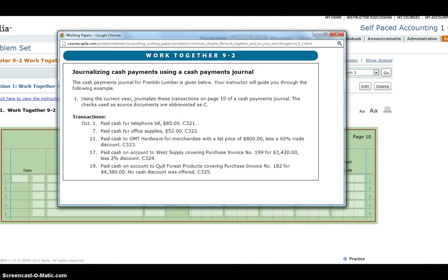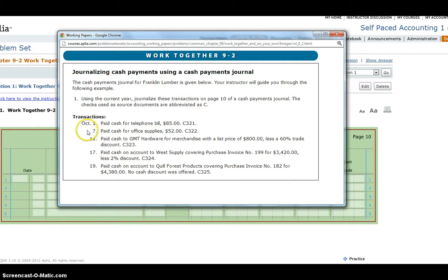All right, so with the work together problem for 9.2, it says the cash payments journal for Franklin Lumber is given below, and I'm going to guide you through the example where we're going to use the current year and transactions on page 10 of the cash payments journal. Notice that's page 10 right there. The checks that we write are our source documents, and they're abbreviated as C. We won't need to write down C, but it is very important that you know that that is a check.